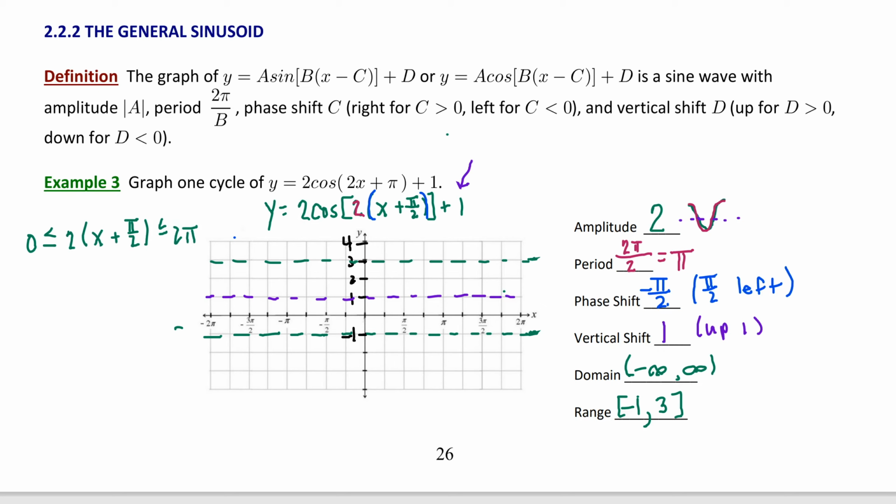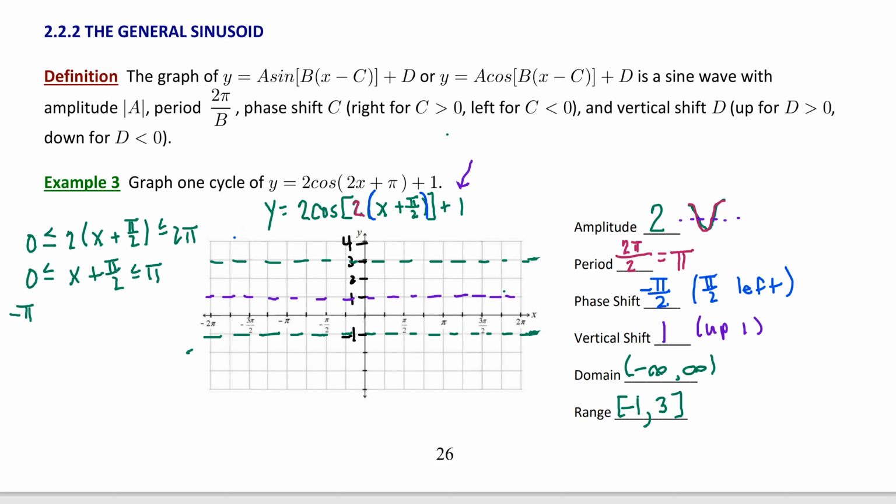So the original cosine wave will complete 1 fundamental cycle when its argument is between 0 and 2 pi. So we're taking the new argument here and trapping that in between 0 and 2 pi to figure out the beginning and end of the new period. Now I'm going to go through and divide each part by 2, all 3 parts of our inequality here. And then I'm going to subtract pi over 2 from all 3 parts.